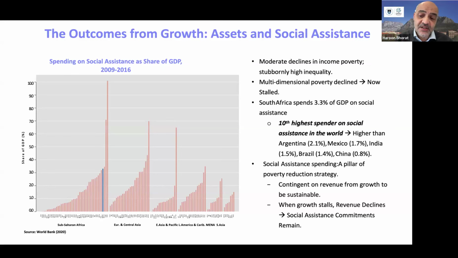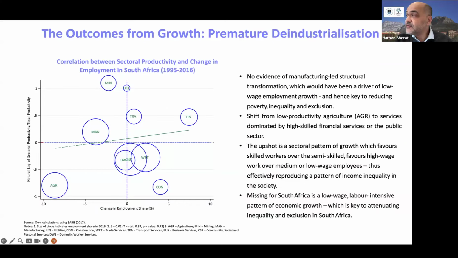But the problem with that is contingent on revenue from growth, right? And so when growth stalls, which is the current position we're in, particularly during the COVID years, revenue declines. So deficits are effectively funding social assistance commitments. And that's kind of the social assistance corner we find ourselves in, unable to find an alternative growth trajectory. And growth itself hasn't been helped by what is called, and South Africa is no different from many other emerging markets, incidentally.